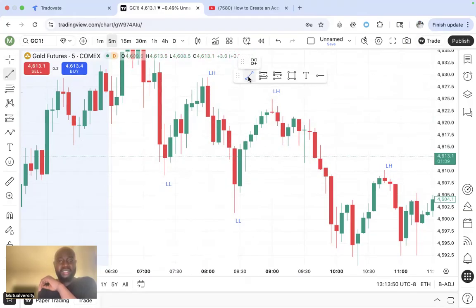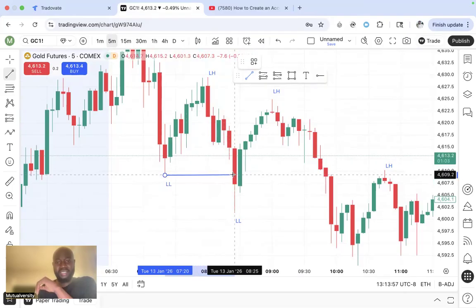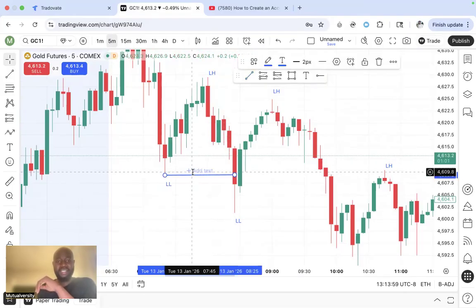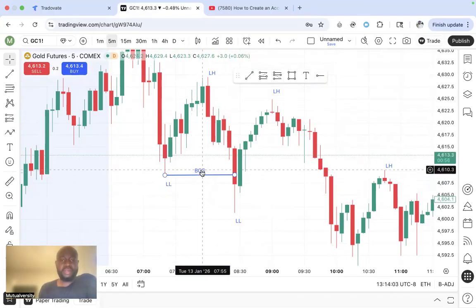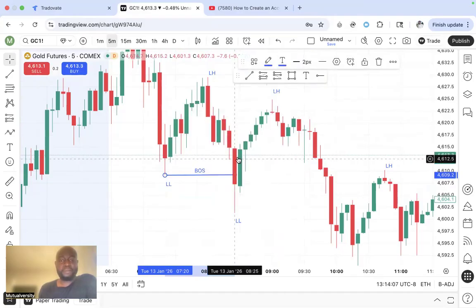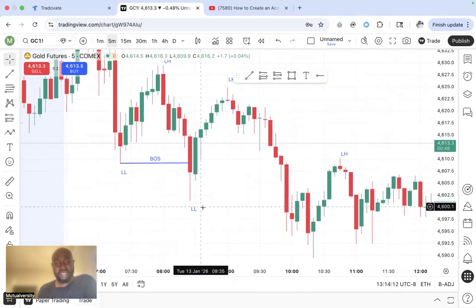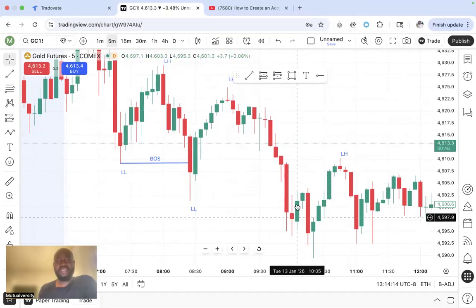So we take our trend line tool, press from this lower low and drag it to the right. And then you can name it BOS. You can put your mouse over it and name it, or you can double click and it brings up the text. That's our BOS. And then price continues creating a new downtrend.